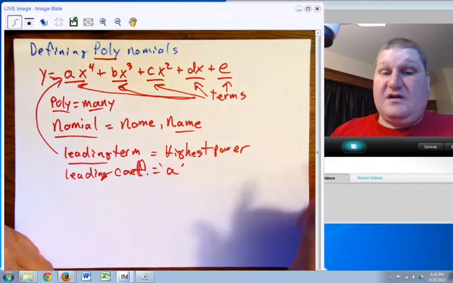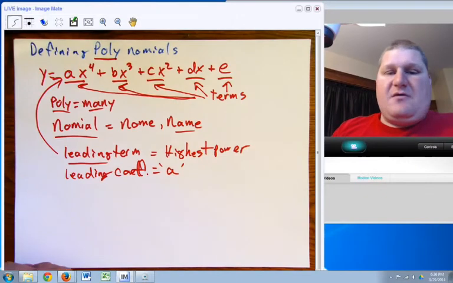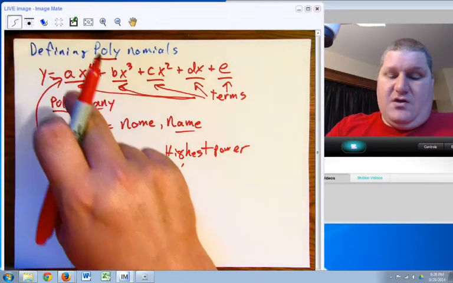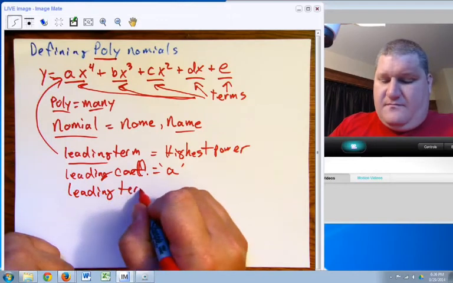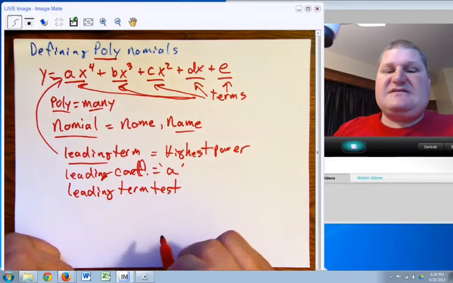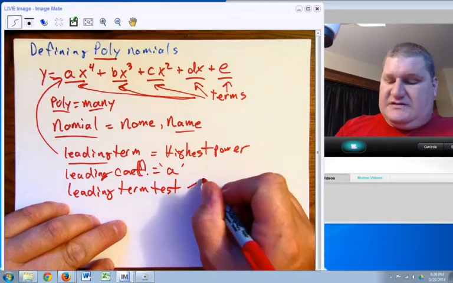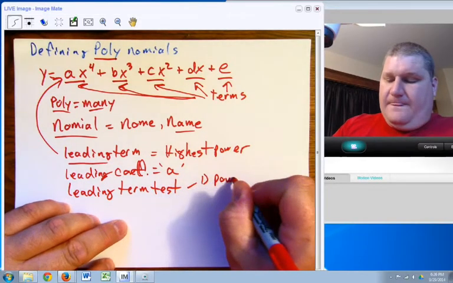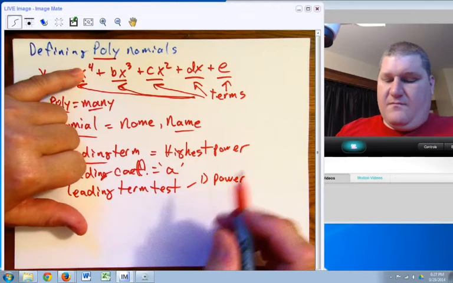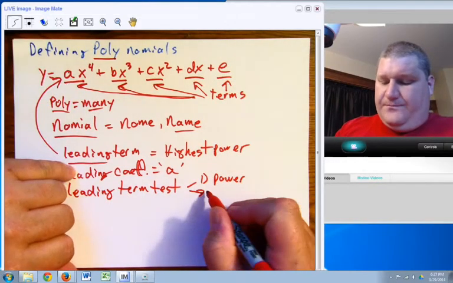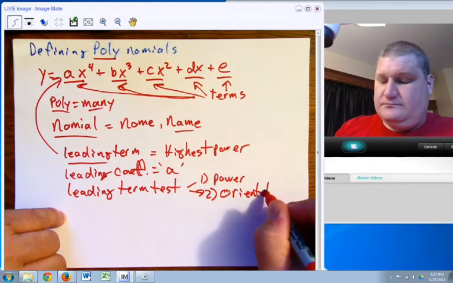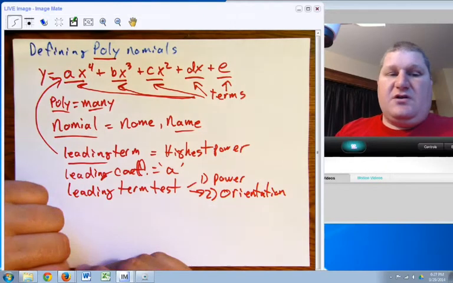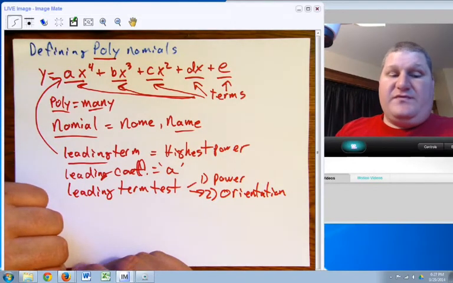In fact, it's always A because whatever it is, whatever the power is, the A is going to be listed first. And so if you have a leading term of A, you're also going to be able to do a leading term test. The leading term test tells you a couple things. First of all, it tells you, number one, the power. So in this case, we have a fourth power. The leading term will also give you the leading coefficient. It will give you the graph's orientation. So it'll give you the leading power and it'll also give you the orientation. Both of those two things are very, very important.